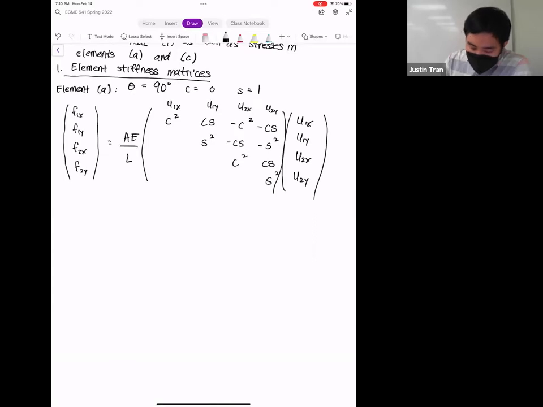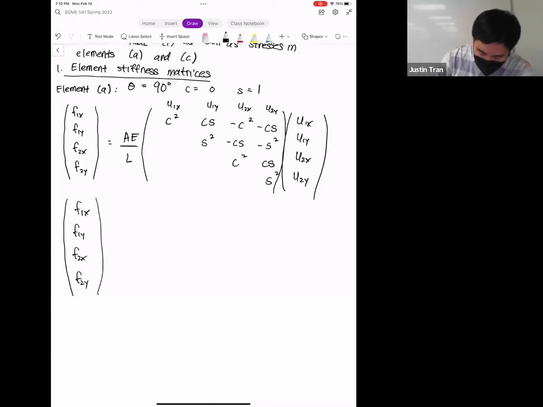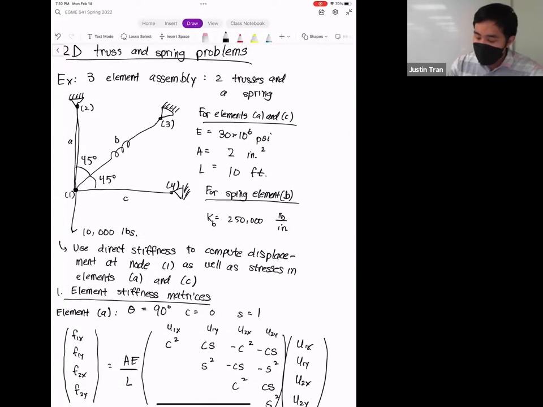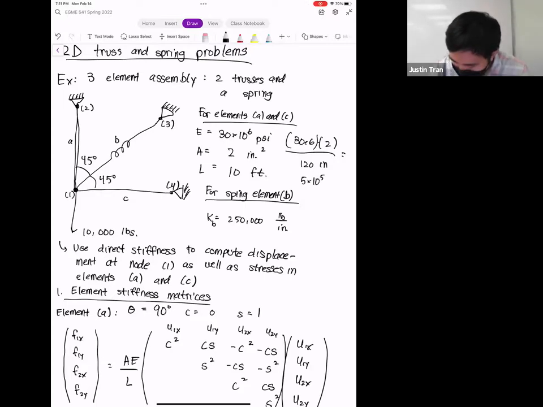All right, so for this particular matrix here, so let me go ahead and write down everything again. We can go ahead and plug in for AE over L. And so if we multiply this, and so we have 30 times 10 to the 6, we have 30 E6 multiplied by area. So area here is 2, okay? We're going to divide by the length. And so the length here is 10 feet. And so we need to convert this to inches just to make sure that everything matches up unit-wise. And so this is going to be 120 inches, okay? And so we plug all those things together, and what we get is, let me go ahead and turn the page again, 5 times 10 to the 5th. Okay, and this is pound per inch.